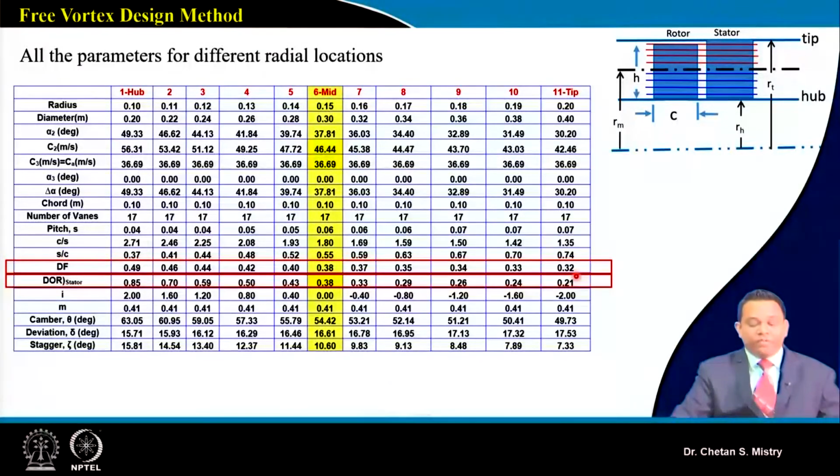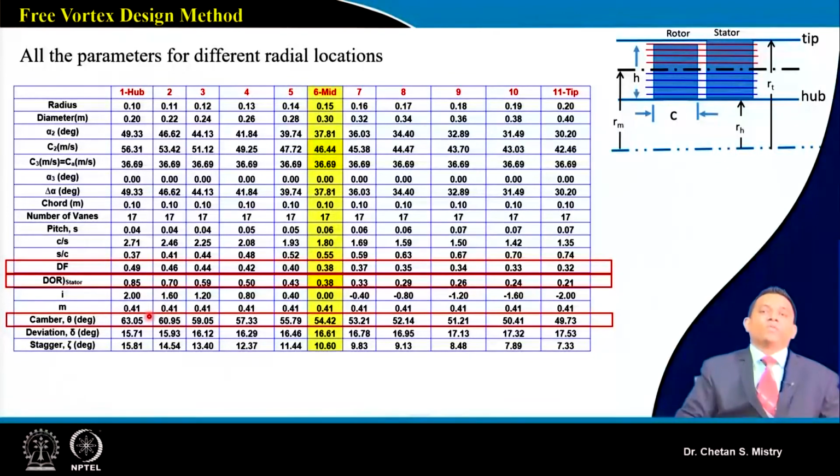Okay. In the same way, when we calculate the degree of reaction at the hub, it is coming 0.85. So, that is representing something different. We will see what the meaning of this number is, and we can do our calculation for the camber angle. Now, all these parameters that we have calculated for the stator will help us in order to make our blades, both for the rotor as well as for the stator. That is helpful for us in order to make our stage.